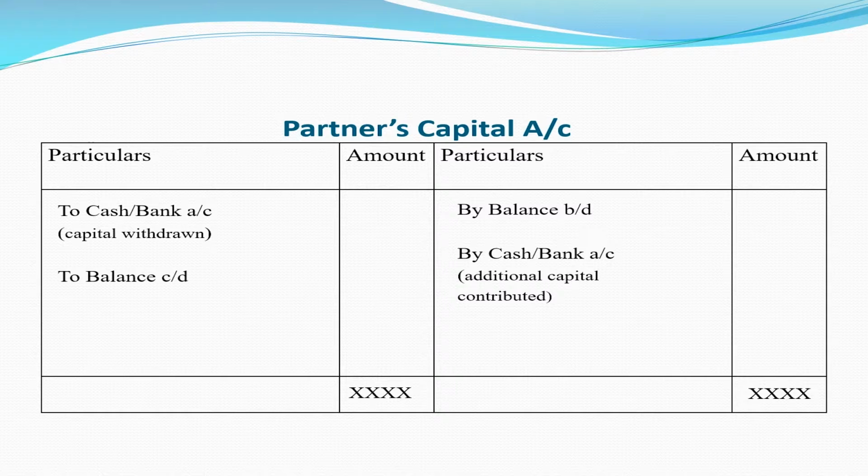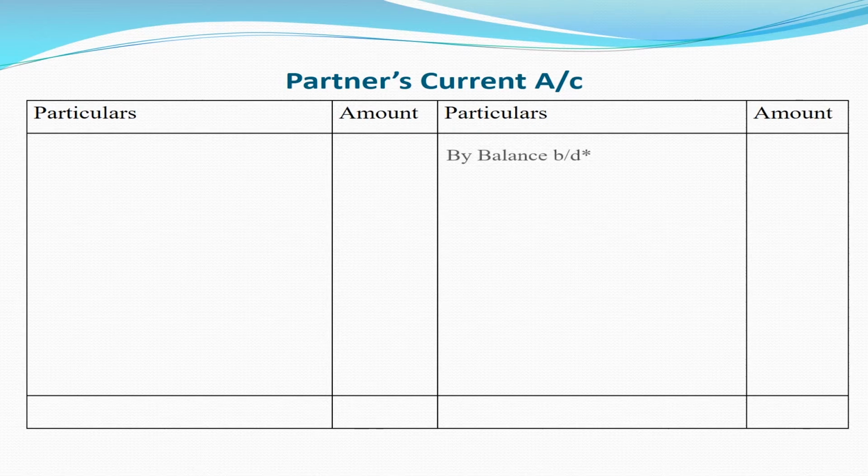Under the fixed method, only additional capital and withdrawals are treated, and for recording salaries, interest, commission, and profit and loss appropriation account, a separate account will be opened. That account is known as the partner's current account. Unlike the capital account, the current account may have a debit balance also. So in case of debit balance, we will write to balance brought down, and in case of credit balance, we will write by balance brought down, that is credit balance.